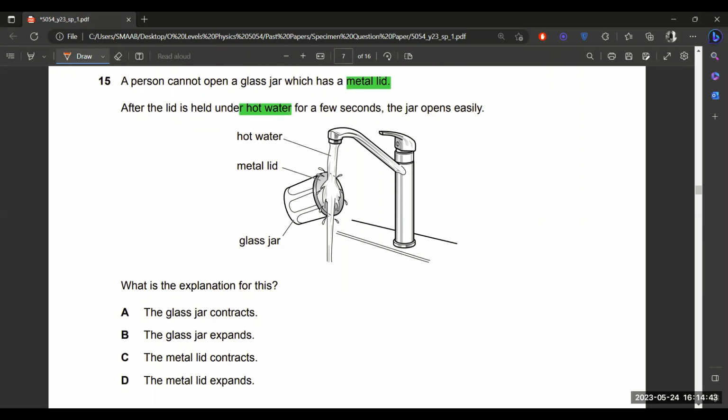The jar opens easily because the lid is going to expand. Now there is no specific condition for volume, temperature and other things, so we may write the option with reference to the expansion. So basically the metal lid expands. That's why it is easy to open the jar. The other three options are not possible. The glass jar is made up of glass, so the glass is not going to expand just like the metal, and the metal lid contracting is not possible because we are using hot water, not cold water. So a straight simple choice: the metal lid expands, right?